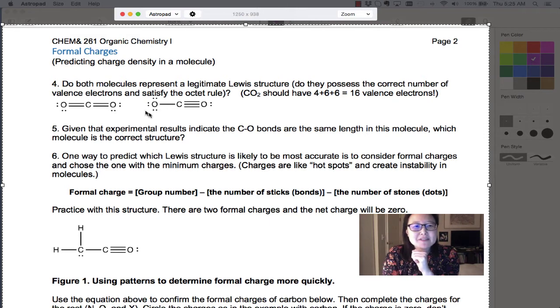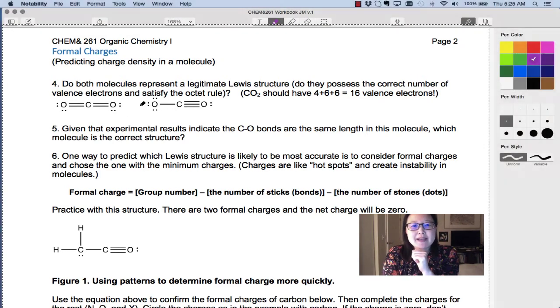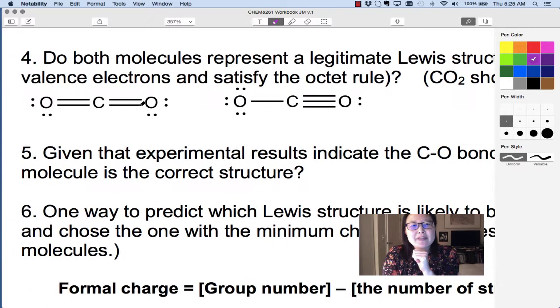Just looking at these two structures of carbon dioxide, do you think that they're both reasonable Lewis structures? Do they fit the octet rule? Do they look reasonable in terms of their bonding? Let's take a look at that. If you look at all the valence electrons for this oxygen, 2, 4, 6, 8, carbon, 2, 4, 6, 8, oxygen, 2, 4, 6, 8, octet rule, everything's satisfied.